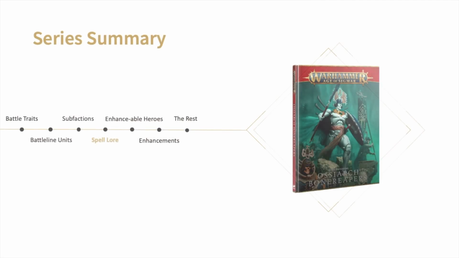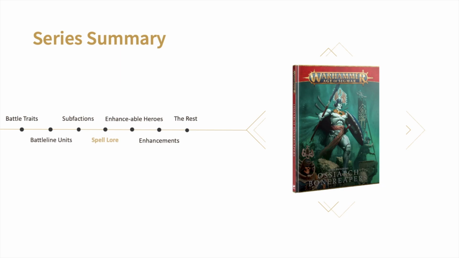All right, so as we've covered before, we've got kind of a timeline here of things that we're trying to touch base on. We started with the battle traits for the army in general, moved on to battle line units, both unconditional and conditional, then started looking at sub-factions, and now we're on to the spell lore, which, like I said, includes the 3 endless spells the army has access to.